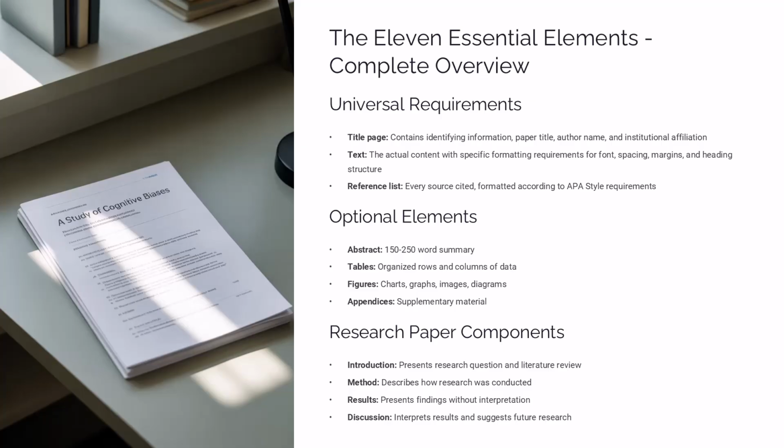The discussion section interprets your results, explains their significance, and suggests directions for future research. This section connects your findings to existing literature, acknowledges limitations, and discusses implications for theory and practice. The discussion transforms your results into meaningful contributions to scholarly knowledge.